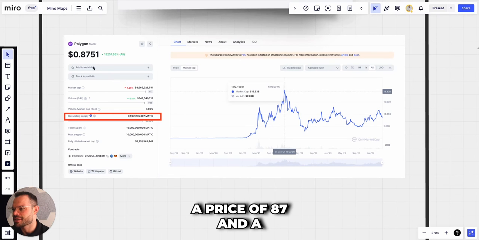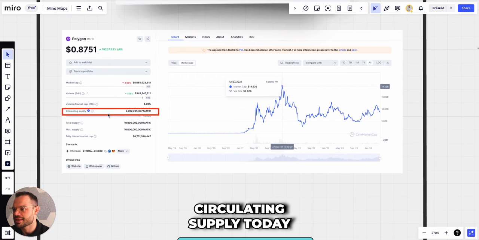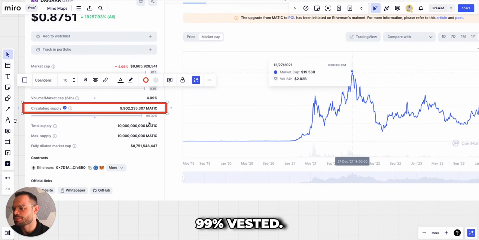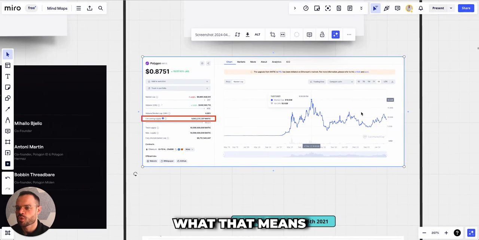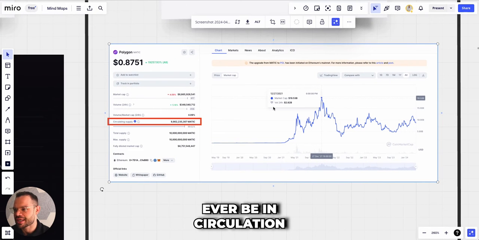We are sitting at a price of 87.5 cents as of today. The current circulating supply today, April 10th, 2024, is about 9.9 billion MATIC tokens. The positive thing to note with this number is that it is already 99% vested. So we've got 9.9 billion tokens in circulation out of a total maximum of 10 billion tokens overall.